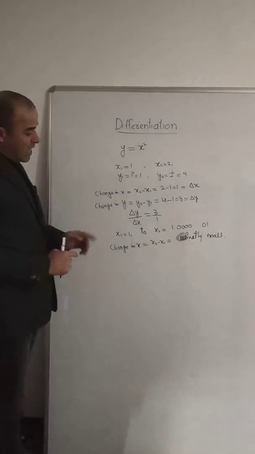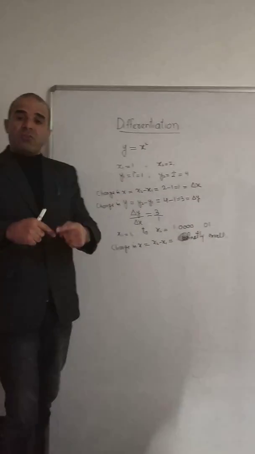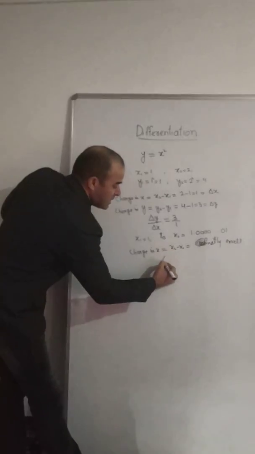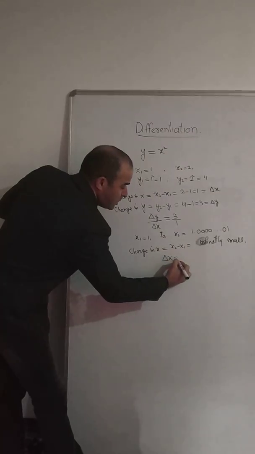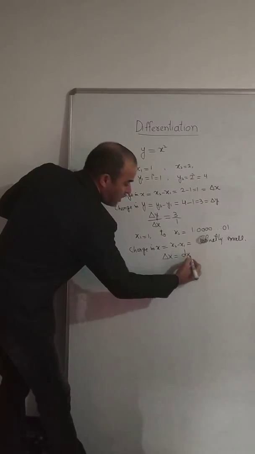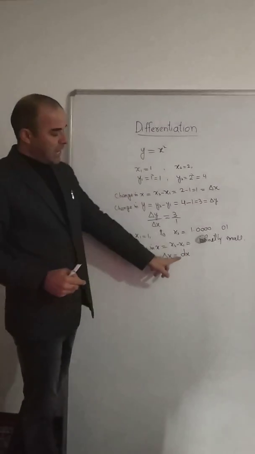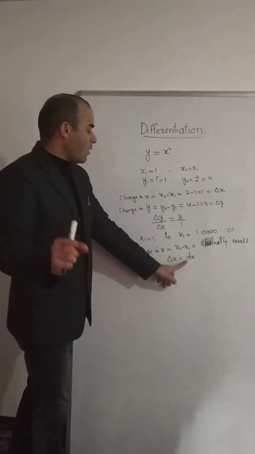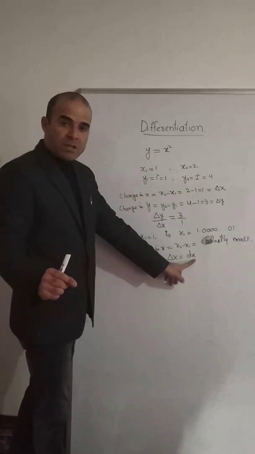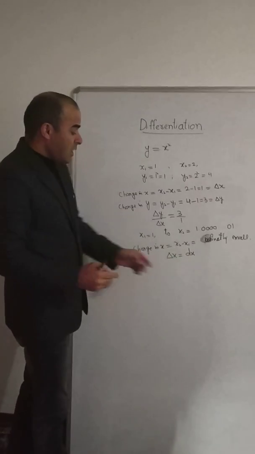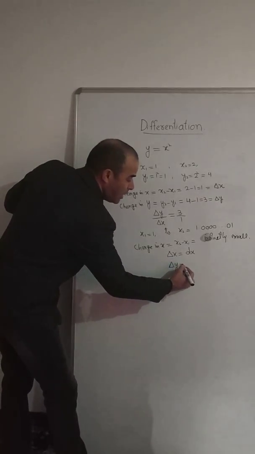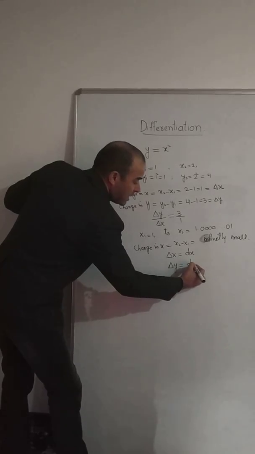When the change in x is infinitely small, in this case, this delta x is denoted by dx. Whenever there is dx, it means an infinitely small change in x. And in this case, the change in y will also be very small. It will be denoted by dy.